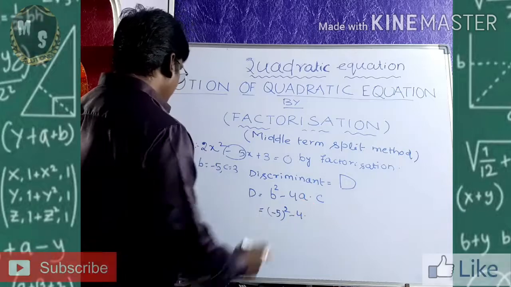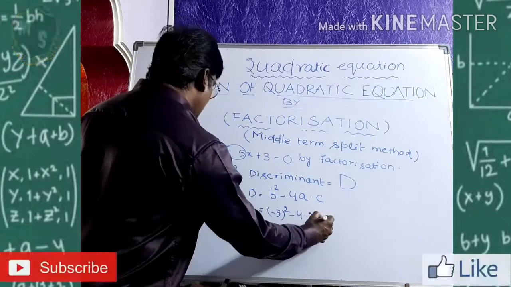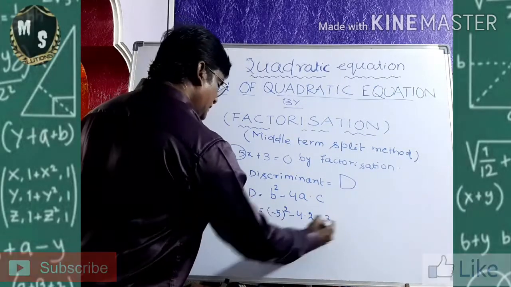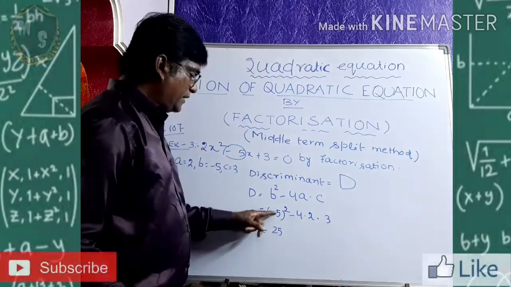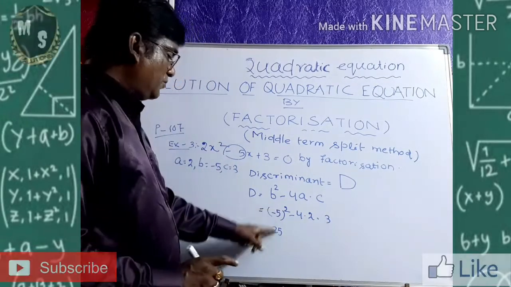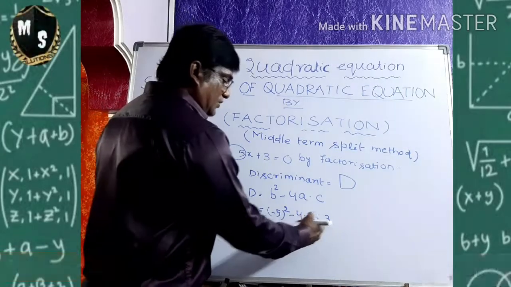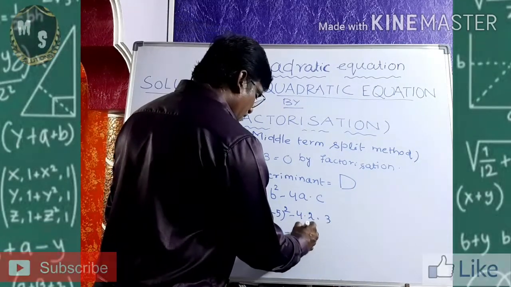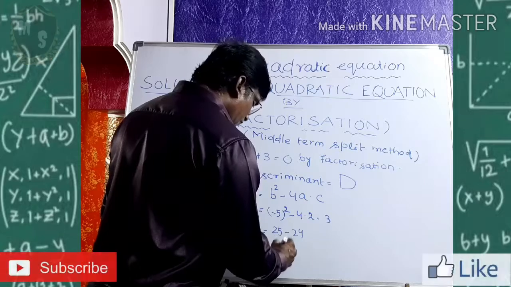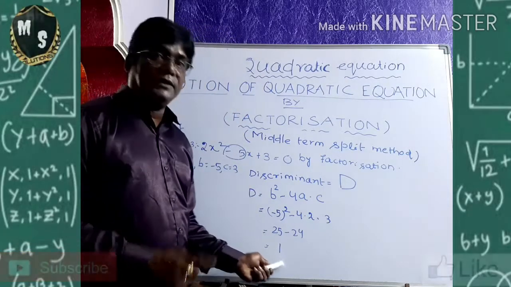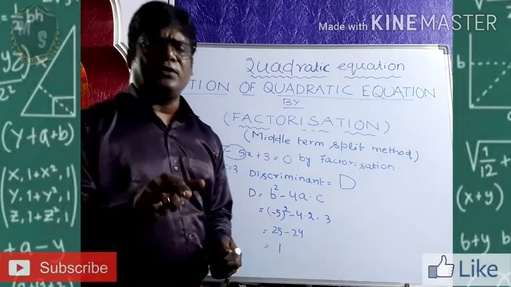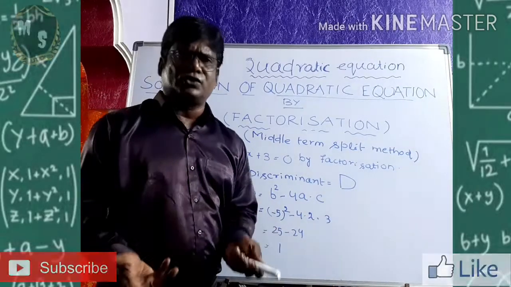Into A. What is your A? 2. What is your C? 3. Now what is coming? 25. Why? Minus square is plus. 5 square, 25. 4 2s are 8, 8 3s are 24. Now what is D coming? D is coming 1. So D came 1.